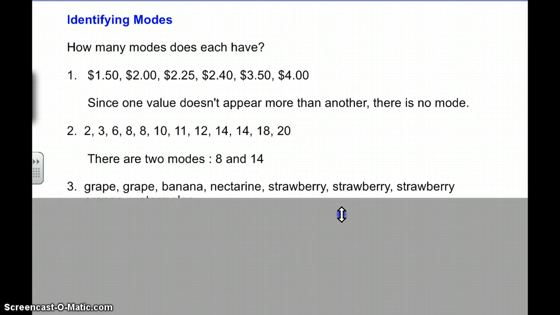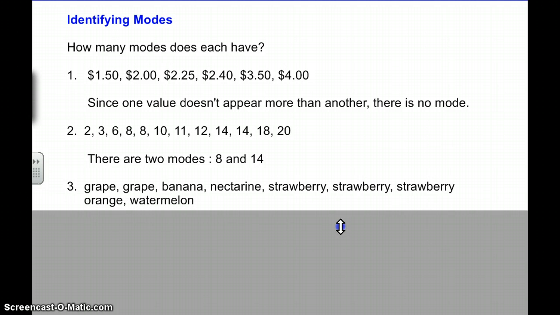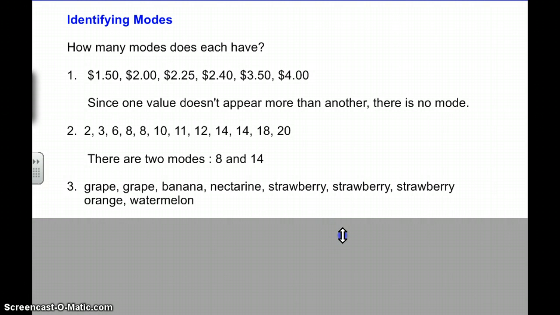In the third example, we're taking a survey of students as to their favorite flavor of water ice. So we've got grape, grape, banana, nectarine, strawberry, strawberry, strawberry, orange, watermelon. So here we have one mode. That would be strawberry, because strawberry occurs 3 times, where grape only occurs twice, and the others only occur once.